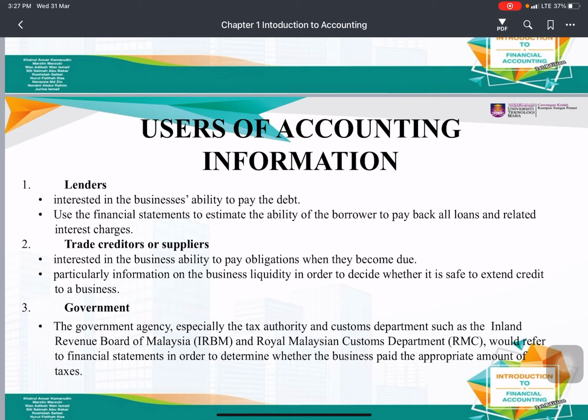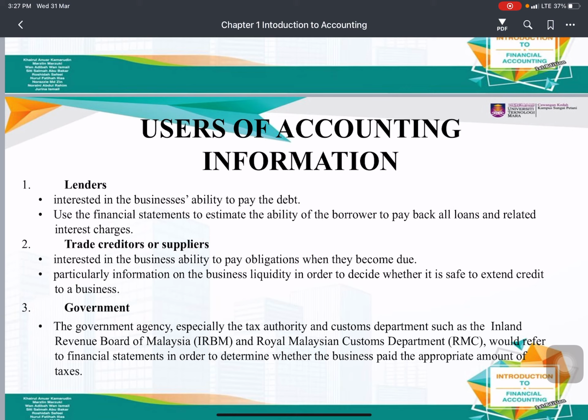The creditors also would like to know whether the company is able to pay back their debt or not. All right, if they look at the financial statement, they are able to see whether the company is able to pay back the loan or not. Okay. All right, same also for a person. If you would like to borrow from the bank, they also would like to see your payslip, whether you are able to pay back the loan or not.